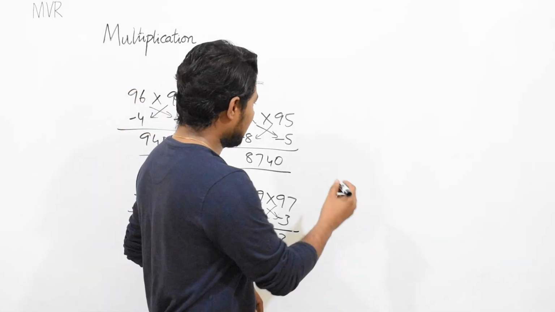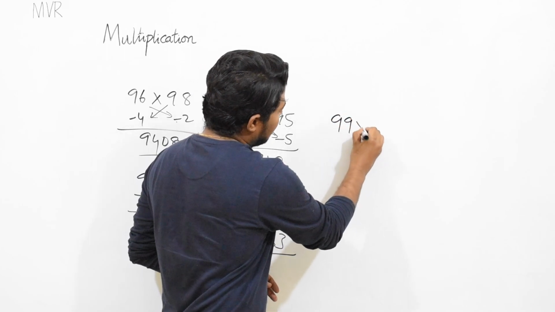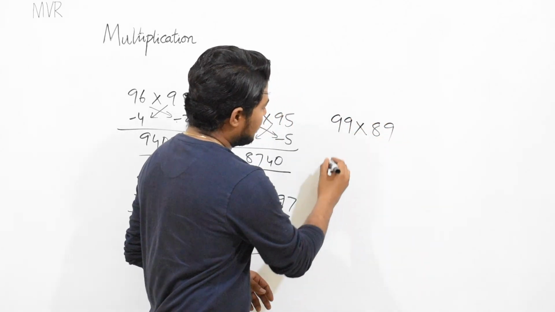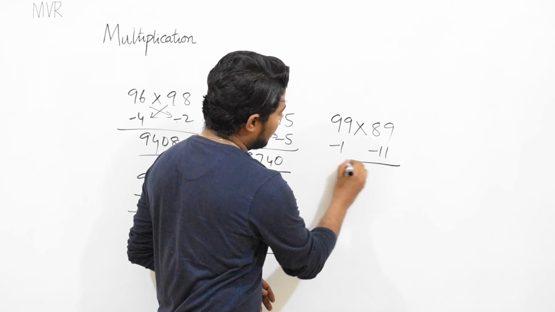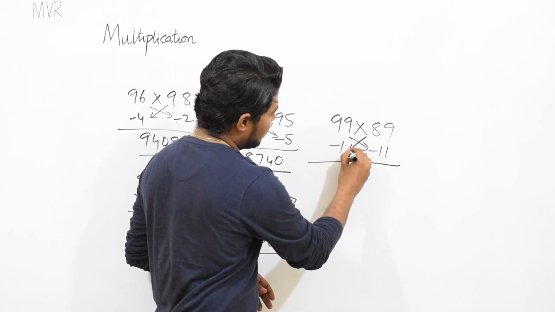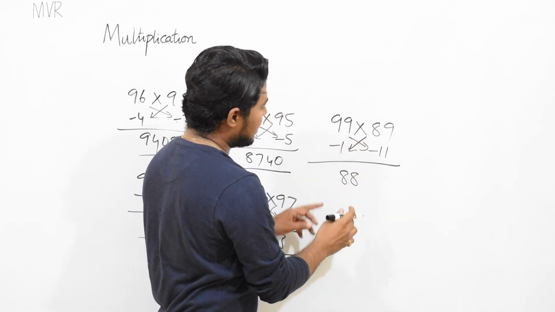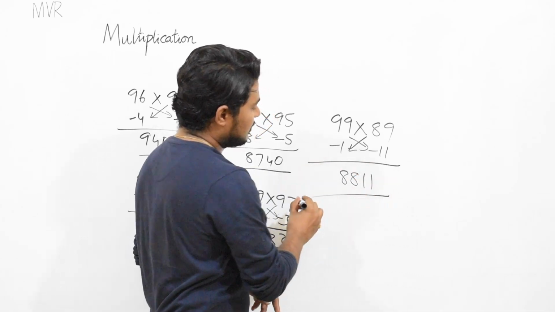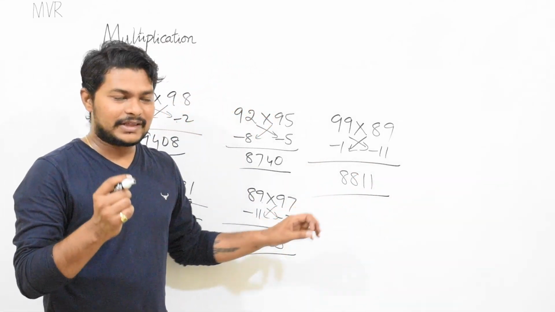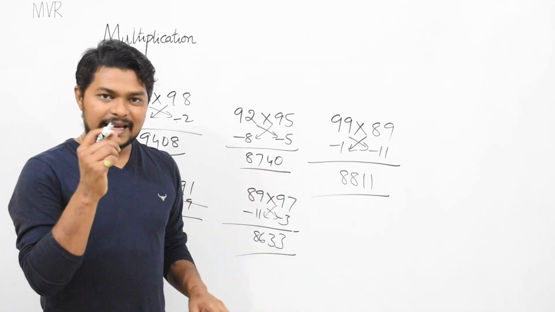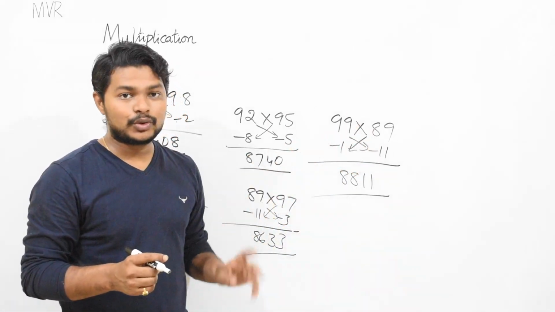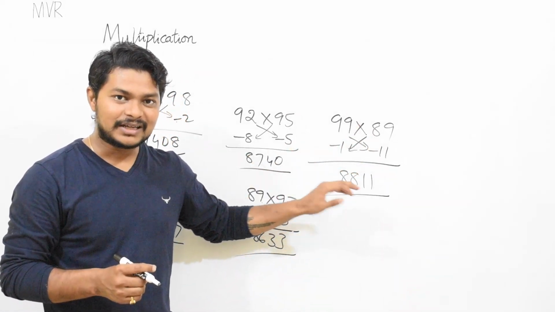Take another example. We will take 99 into 89. This will be minus 1, and this will be minus 11. Now you can subtract crosswise, so it will be 88, and 1 into 11 will be 11. So this is the answer. Within no time you are getting the multiplication of two-digit numbers directly.